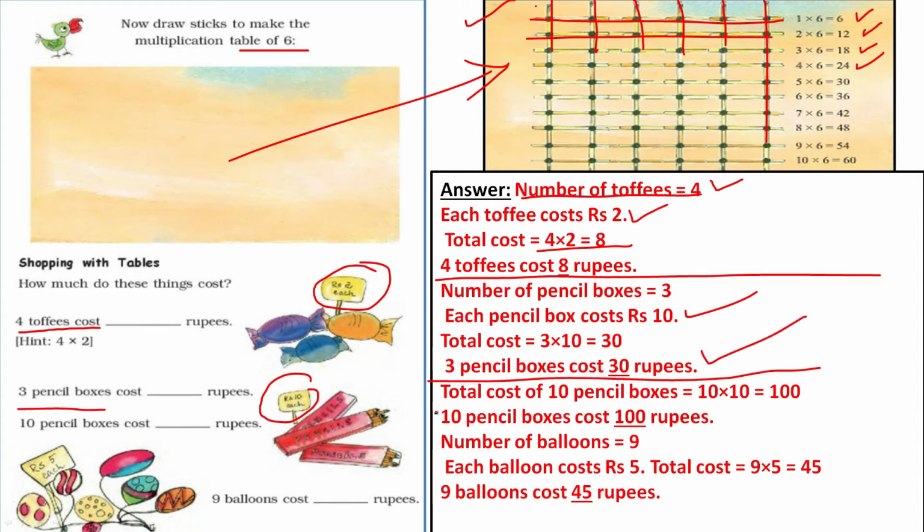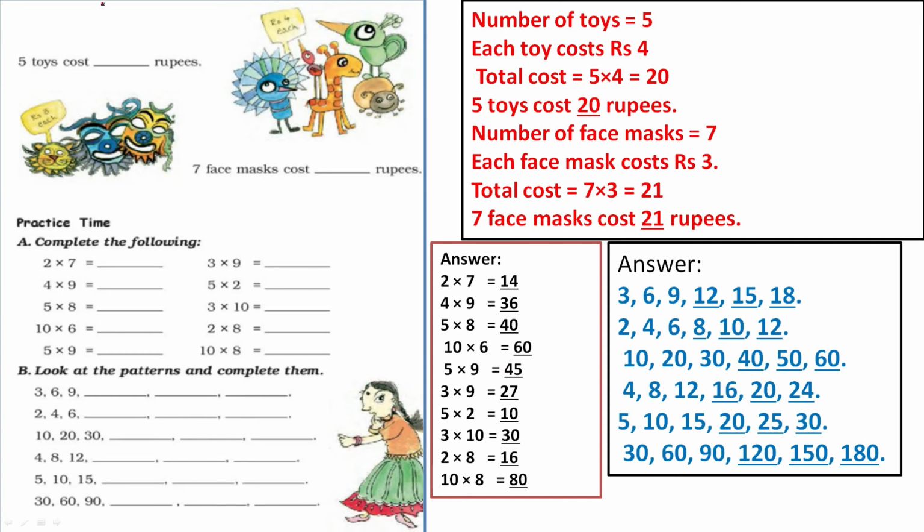Like that, here last you can see number of balloons. 9 balloons cost, one balloon is 5 rupees it is written. So 9 5s are 45. So 9 balloons cost 45 rupees. Now 5 toys cost, one toy is 4 rupees. So 5 4s are 20 rupees. 5 toys cost 20 rupees. 7 face masks cost dash rupees. One face mask is 3 rupees. So 7 face masks, 7 3s are 21.